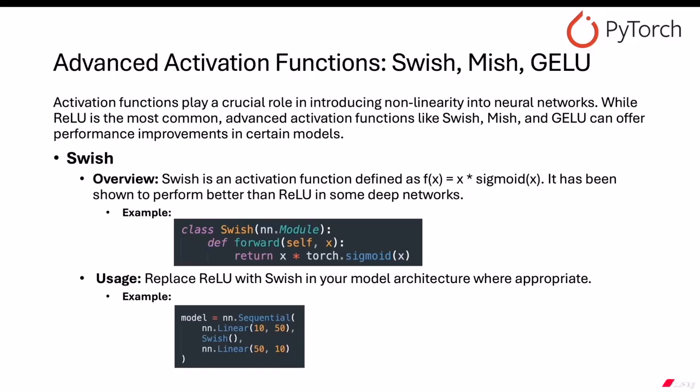Swish is an activation function defined as f(x) equal to x times sigmoid of x. It has been shown to perform better than ReLU in some deep networks. Here is a class Swish, nn.Module, where I am defining the forward function, passing self and x, and here return x times torch.sigmoid of x.